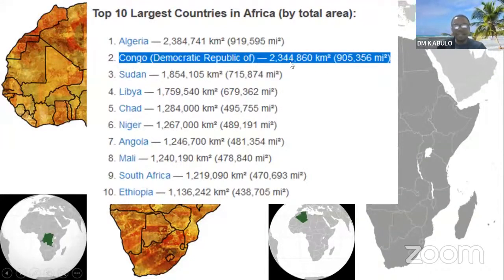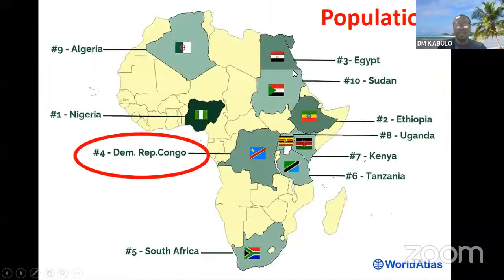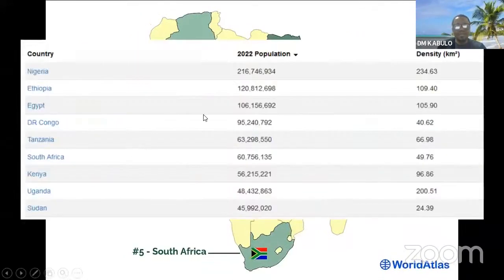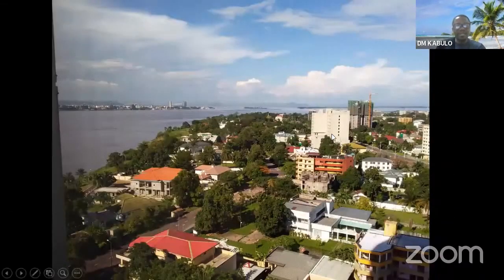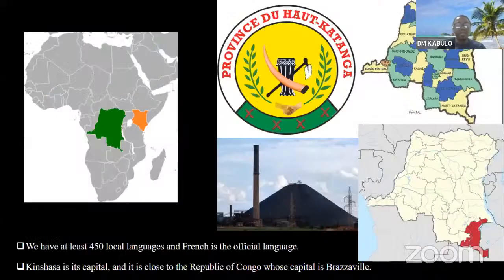Congo is in Central Africa, the second biggest country in Africa after Algeria. This is the surface area. In terms of population, we are the fourth. The first is Nigeria, then Ethiopia, Egypt, then Congo with more than 95 million people. The capital city is Kinshasa, just opposite this picture, which I took from my hotel in Kinshasa. On the other side you can see Brazzaville, the other Congo. The Congo River separates the two capital cities, which are the two closest capital cities in the world.